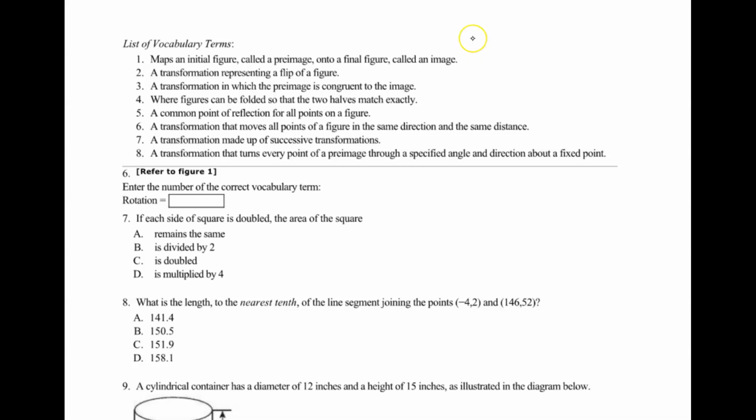So if you map a pre-image to an image, it's just called a transformation. Transformation. If I could spell. A transformation representing a flip. That should have been an easy one. Reflection.